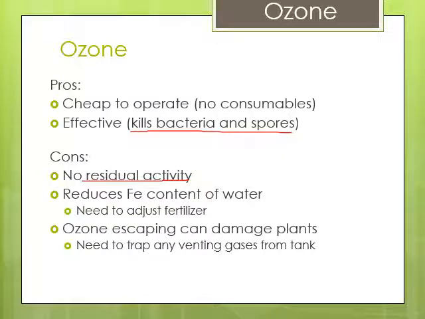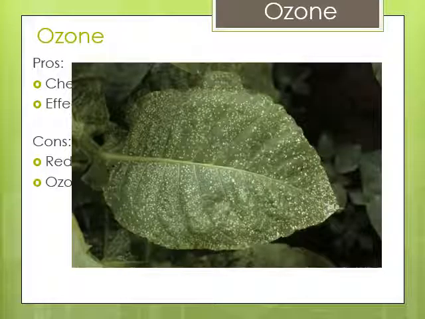But probably one of the biggest disadvantages with ozone is it reacts with iron in your water. So typically you need extra iron in your nutrient solution if you're using ozone because it will react and precipitate it out. And then also, if it escapes as a gas, it can damage your crops.